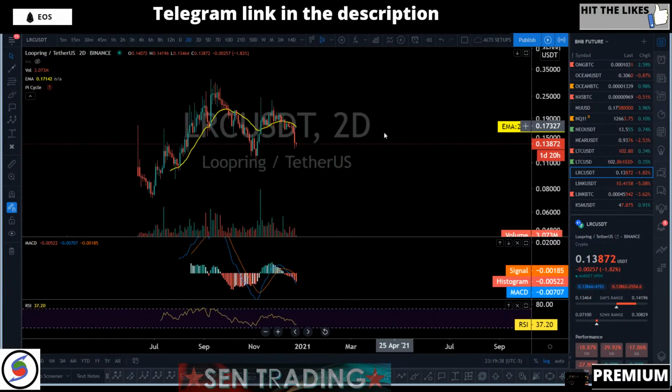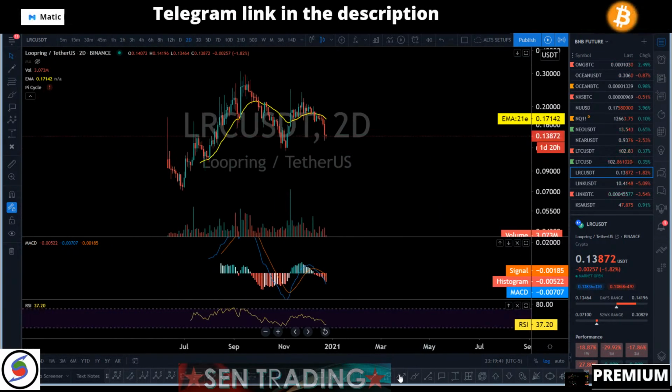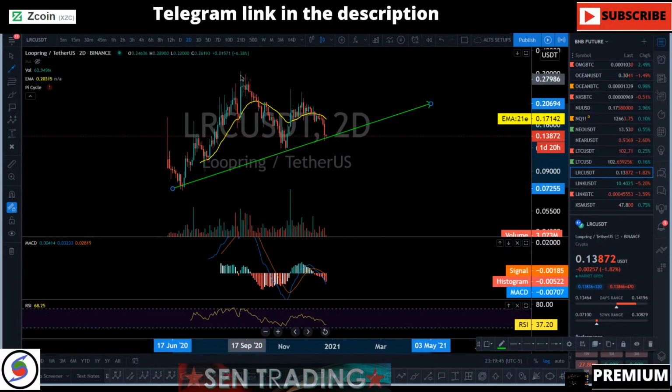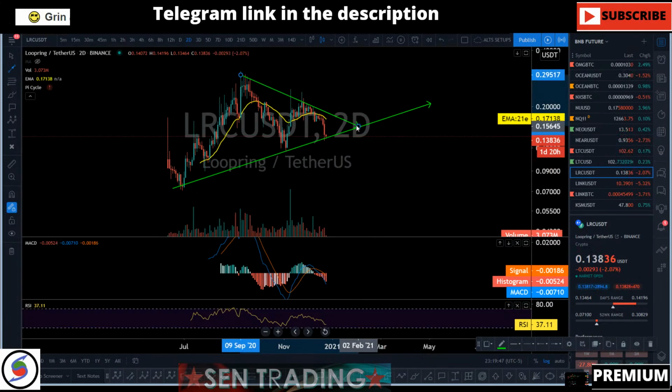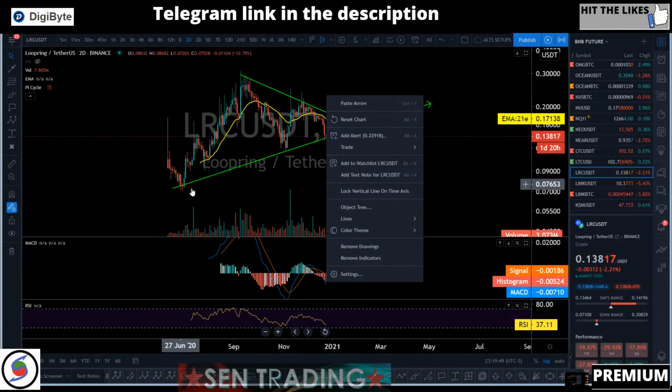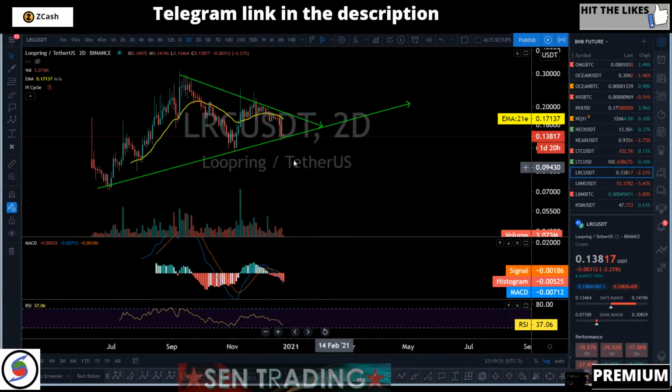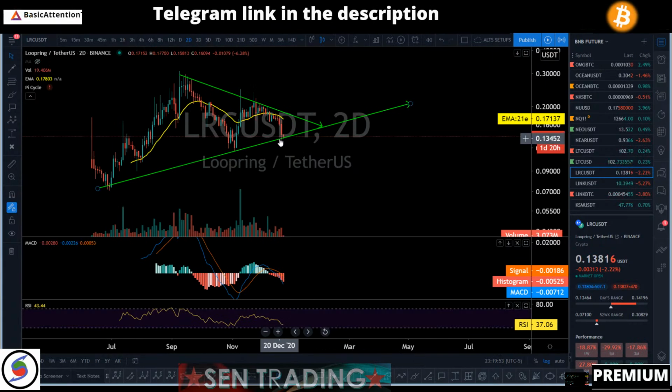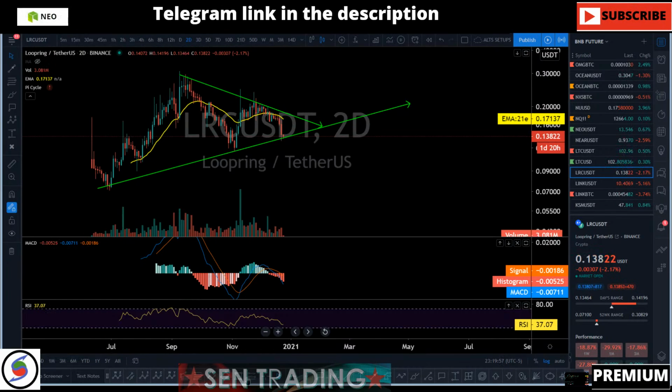On a 2-day basis, it doesn't look too healthy, right? So we might want to look for a new trend line support, which is right there and right here. Keep an eye on it. A breakout to the downside is going to retest like 80% of this move, which is somewhere around here.